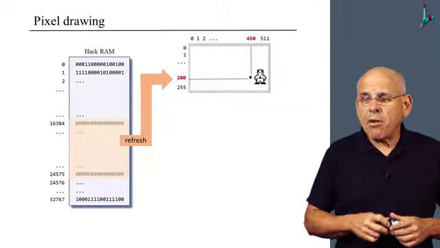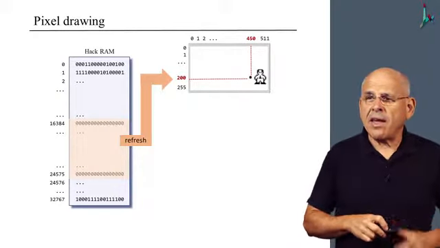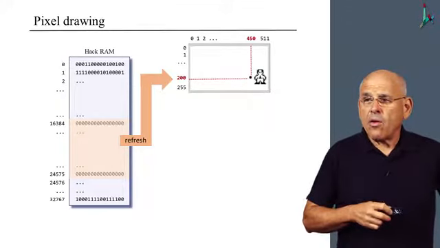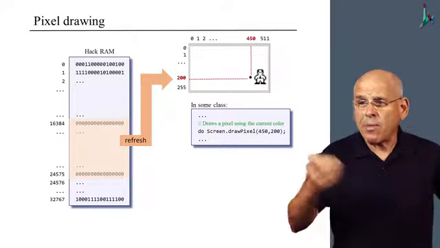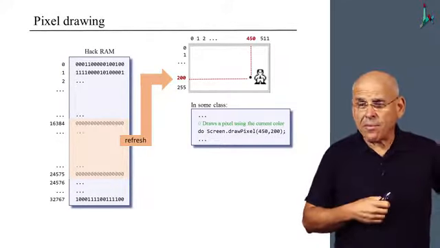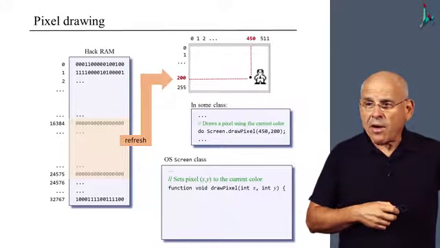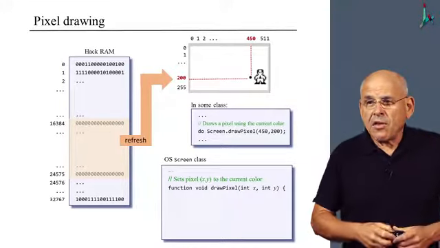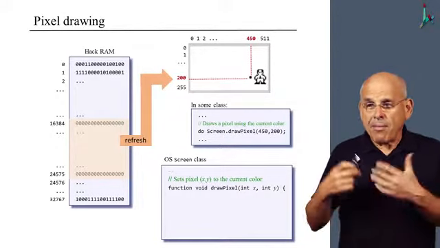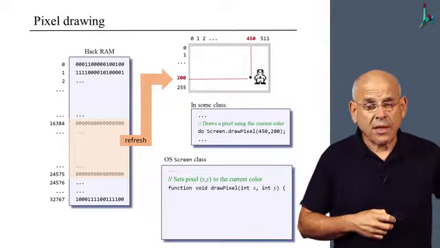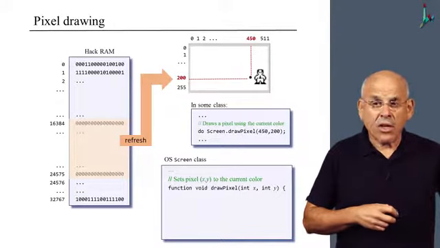So, for example, suppose I want to draw this particular pixel, the pixel which is characterized by 450 and 200. How do I draw it? Well, if I write in Jack, I will probably use something like this command here, draw pixel 450 by 200. And of course, someone has to take care of this operation. And this someone is the operating system. So the operating system, and in particular the OS Screen class, is going to have an implementation of the draw pixel routine. And when draw pixel will be asked to draw this particular pixel, here is what it will do.